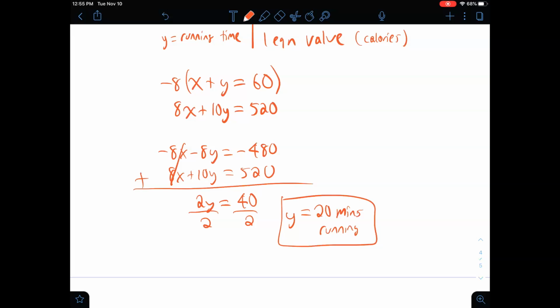Now we have to find x. So it was x plus y equals 60, and if y equals 20, we've got x plus 20 equals 60. Subtract 20. x is going to equal 40 minutes biking.